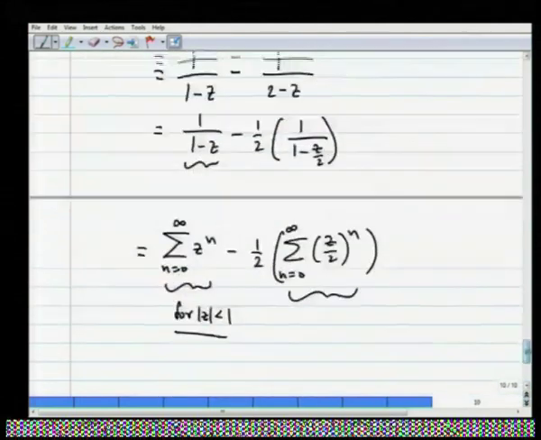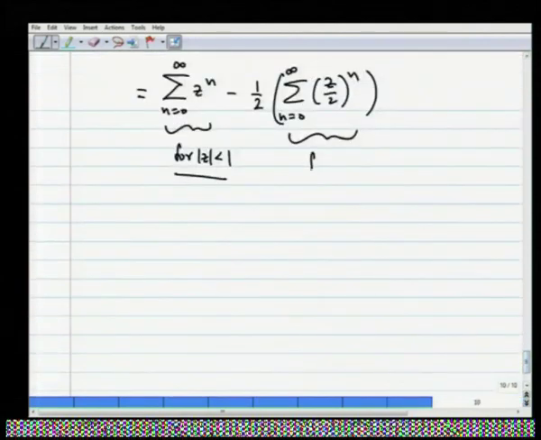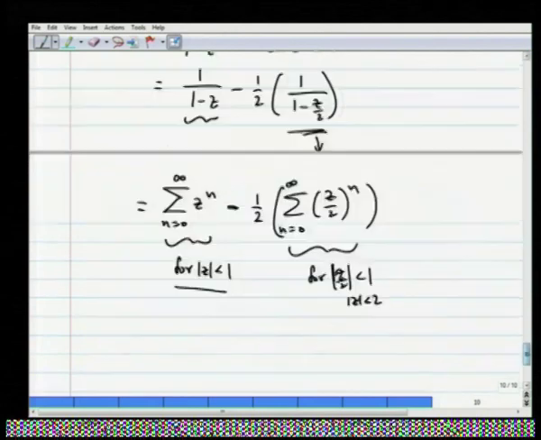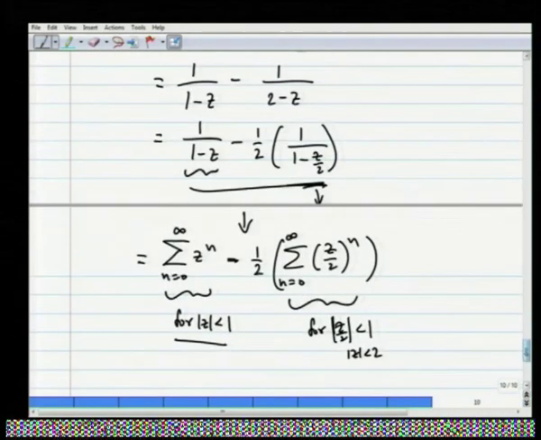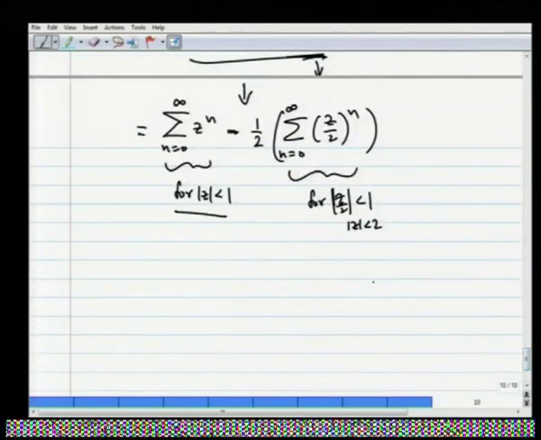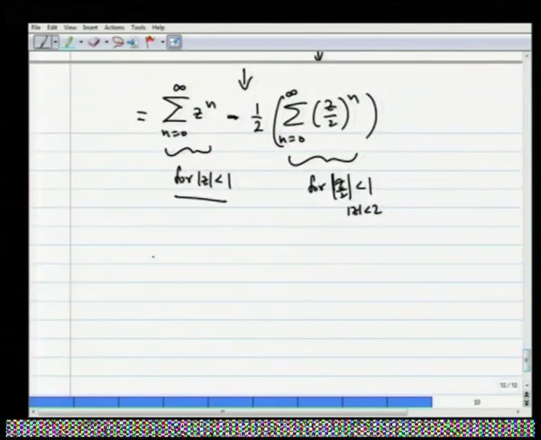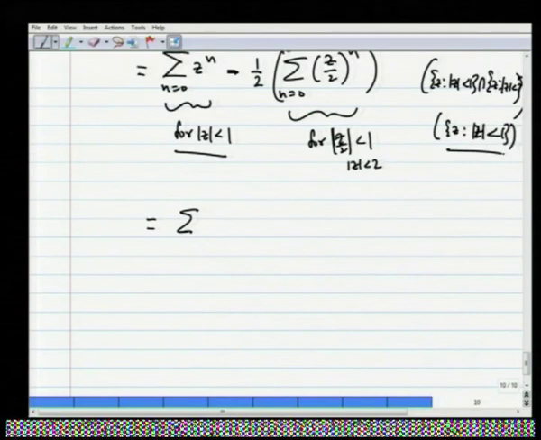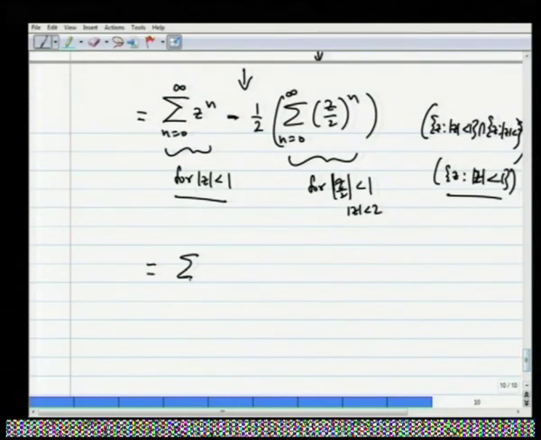And likewise this function is equal to this expansion only if the modulus of z by 2 is strictly less than 1, which means the modulus of z is strictly less than 2. So, the difference of these two functions is equal to the difference of these two series if and only if both the series converge to these functions, which means this series expansion is valid only on the intersection of these two sets: the set of all z such that mod z is strictly less than 1, intersection the set of all z such that mod z is less than 2, which is simply the set mod z strictly less than 1. On the open unit disk, this expansion is valid.